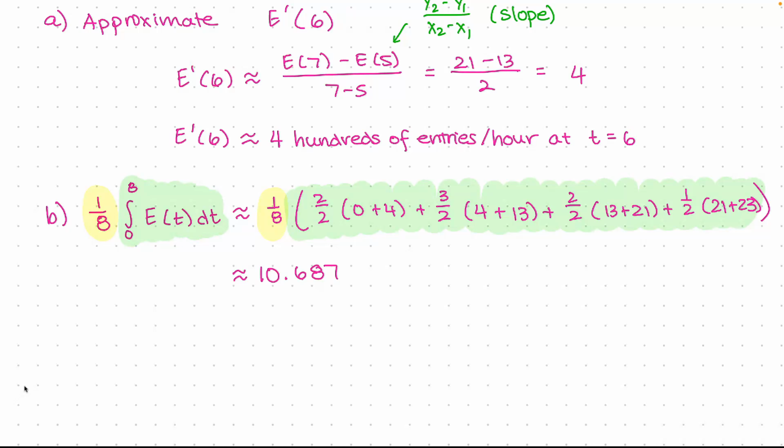What does this definite integral actually represent? Actually, let me make it clear. I'm pointing to the whole definite integral, not just the function. Anybody know? I mean, there's two ways you can do this. That's the total number of entries over the 8 hours. This is the total number of entries over the 8 hours.